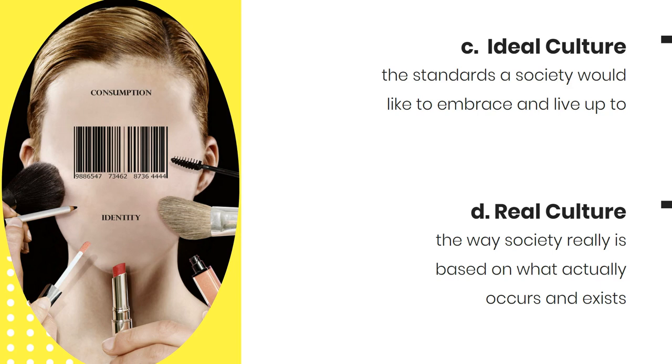So, for example, the ideal culture is maybe that everyone is beautiful and perfect, right? But in the real culture, not everyone has perfect skin. And so the real culture is that there's huge consumption of makeup, for example, in order to achieve the ideal culture. Another example of ideal versus real culture: in our ideal culture, American society embraces celibacy, or at least no teenage sex or pregnancy. But the real culture is that there are many unplanned teenage pregnancies.